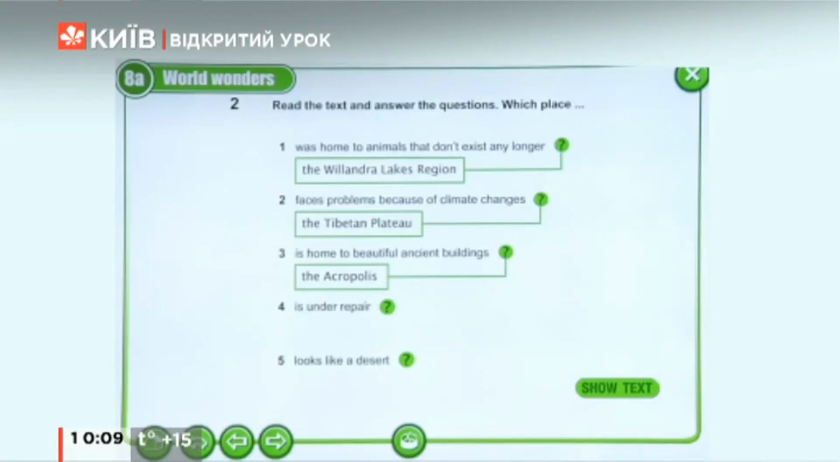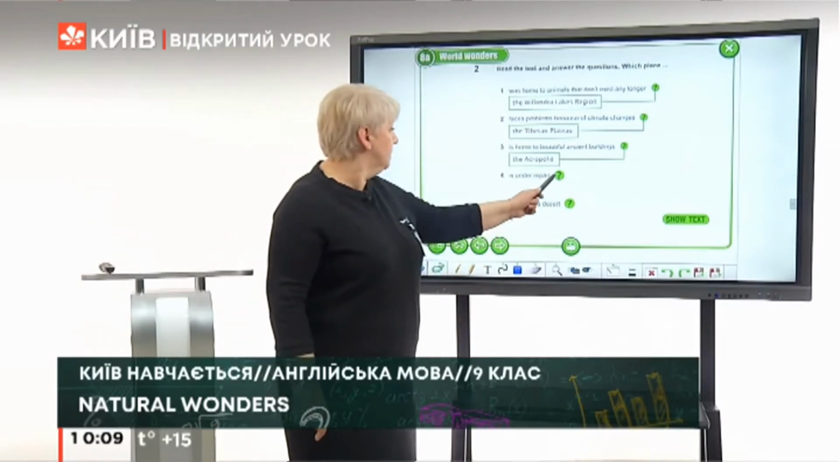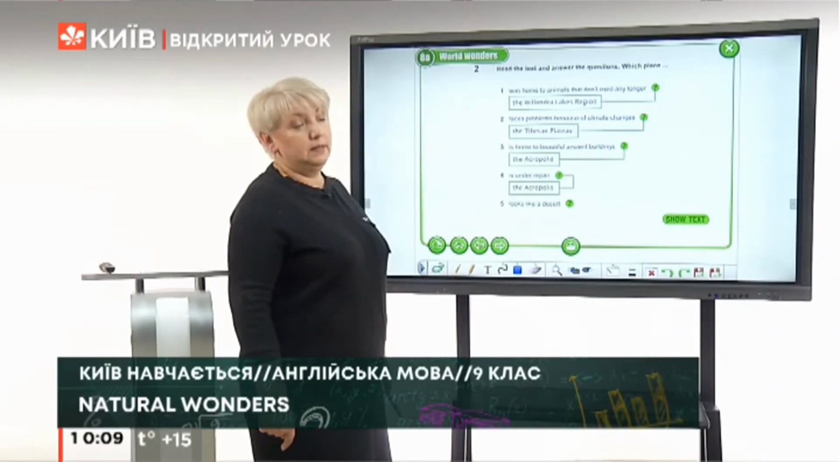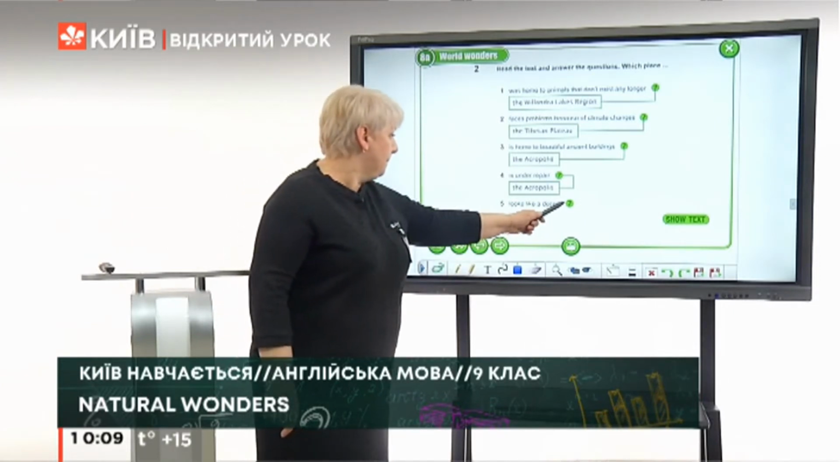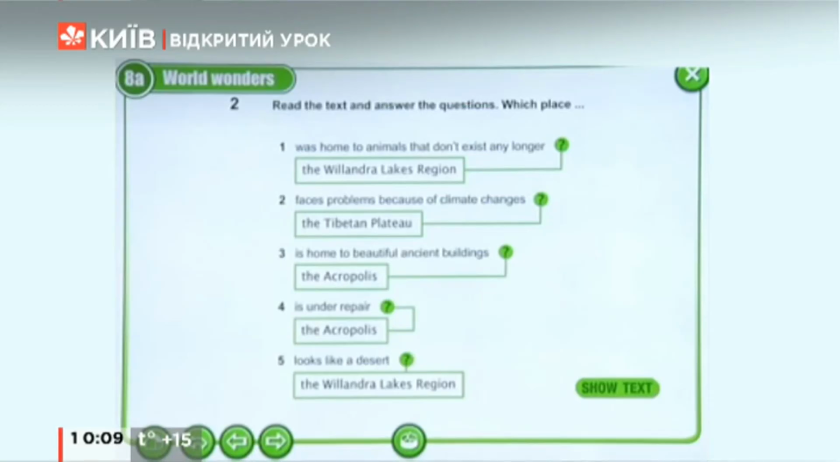Which place is under repair? Okay. That's the Acropolis as well. And the last one, which place looks like a desert? It's the Willandra Lakes region. Well done, you've completed the task.